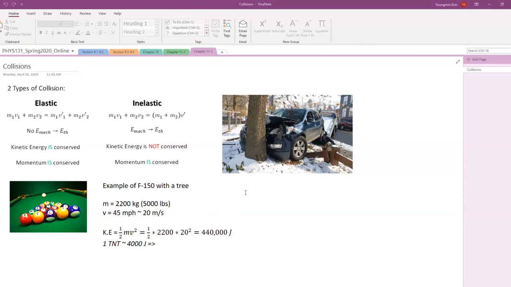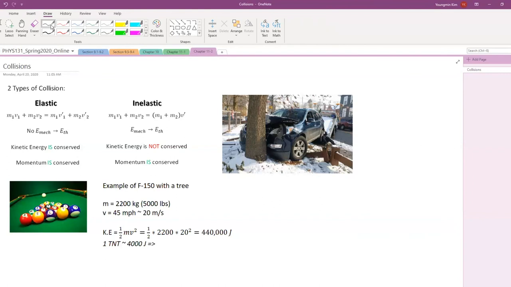Now let's take a look at an inelastic collision. In an inelastic collision, you have the initial momentum m1 v1 plus m2 v2, but after the collision, you have two particles merged as a single entity. So the masses m1 and m2 are added together because this is one entity, and they share a common velocity, the final velocity v prime. In this case, the mechanical energy is not conserved, as the kinetic energy will be consumed and converted into thermal energy. So a mechanical energy transfer into thermal energy does occur in an inelastic collision, and the kinetic energy is not conserved, while the momentum is still conserved as described in the equation up here.